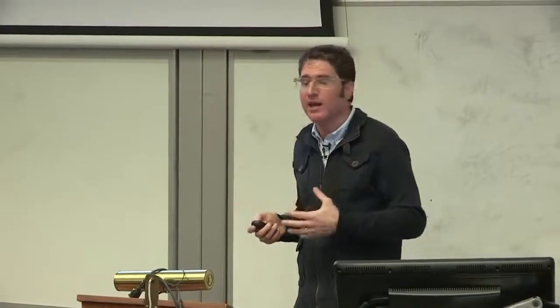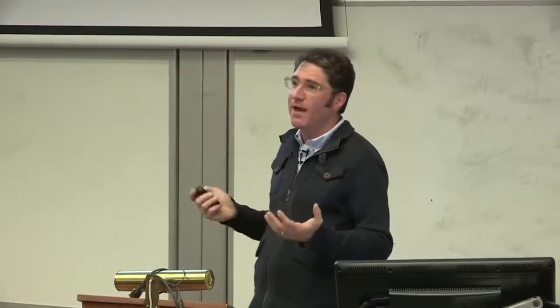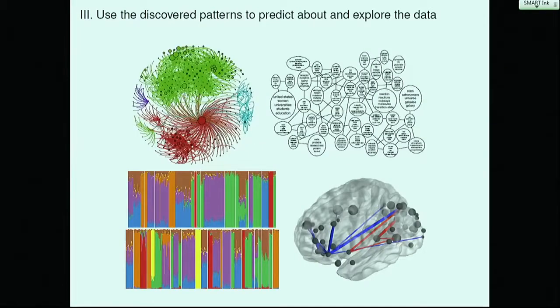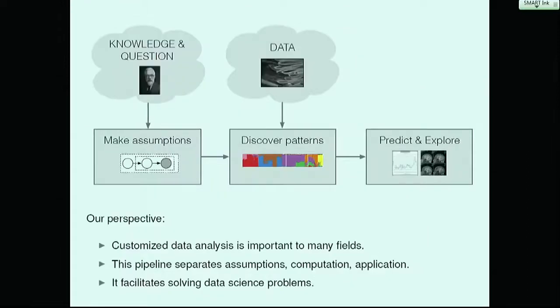First, you assume your data comes from a model that uses hidden patterns to describe the data. Then you discover those patterns from the data, and this is the objective function for variational inference, for example. And then you use those discovered patterns to do something: to explore the data, form a prediction, build an information retrieval system, and so on. And so this is that picture I showed you before.